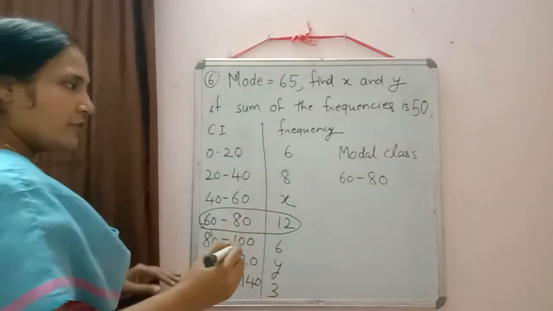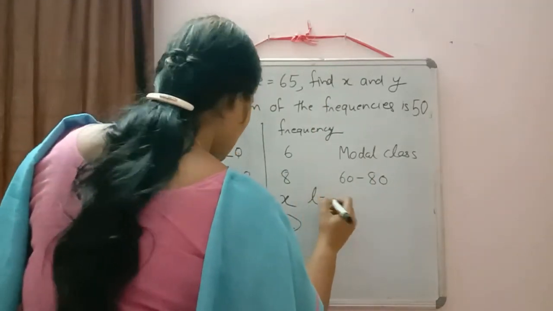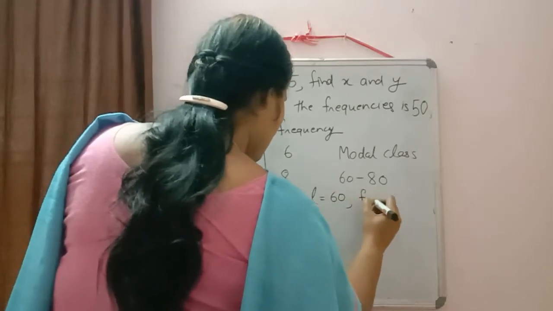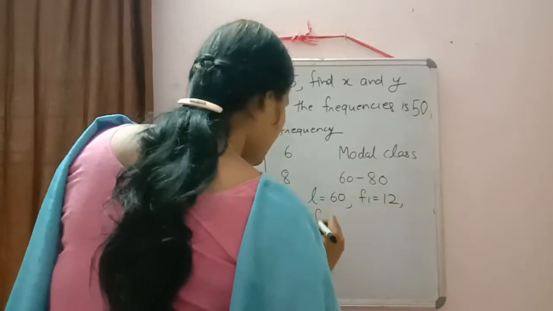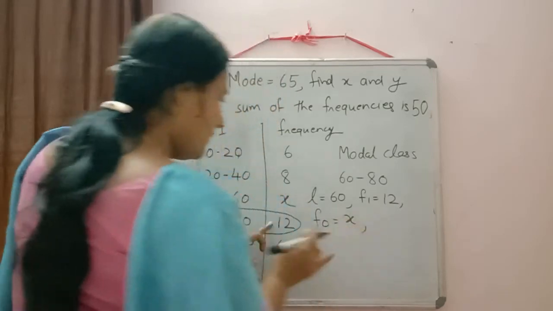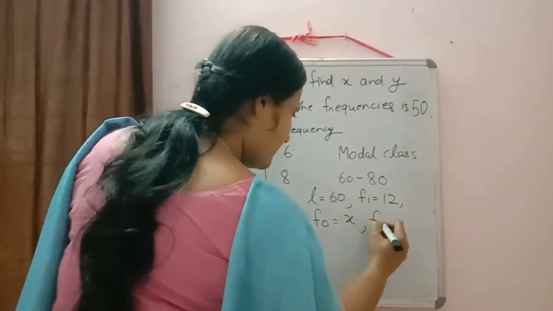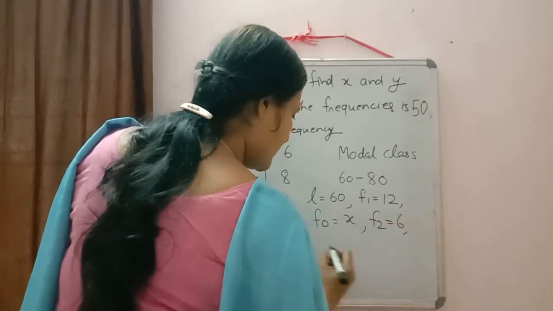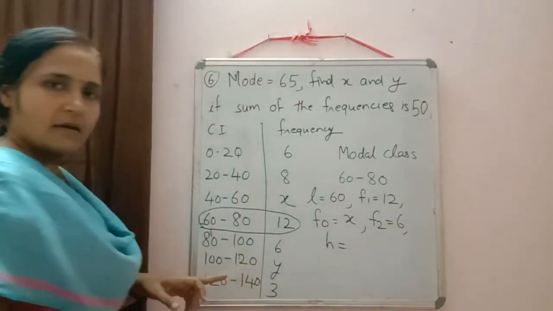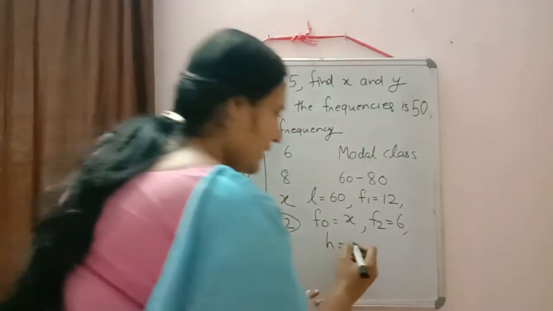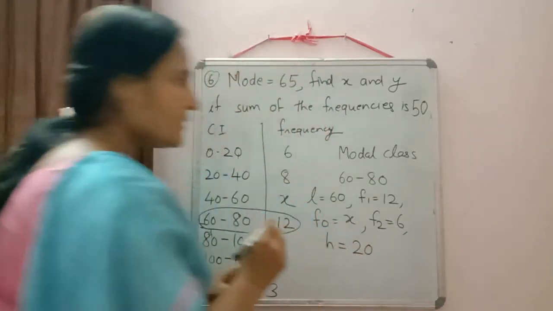Now again we can write all the information. L is equal to 60. F1 is equal to 12. F0 is equal to x, the previous class. F2 will be equal to 6, and what is h here? 80 minus 60, and 80 minus 60 is 20. So we have all the things.